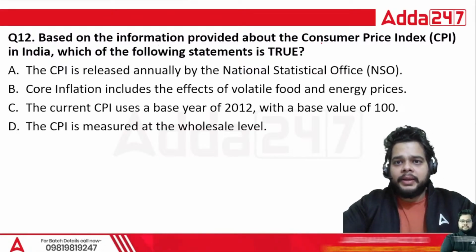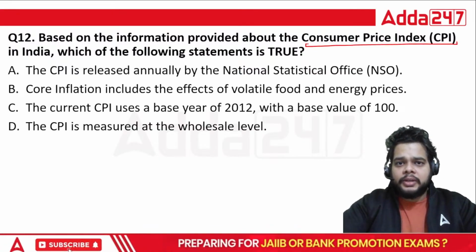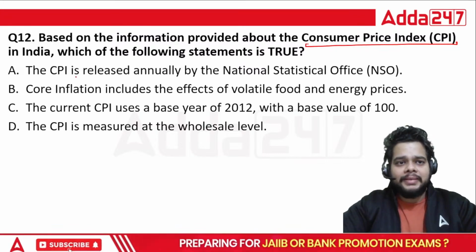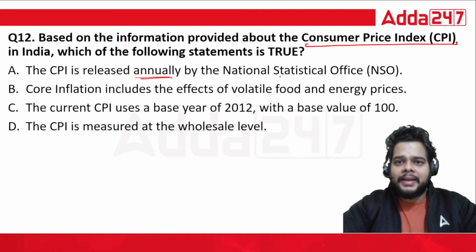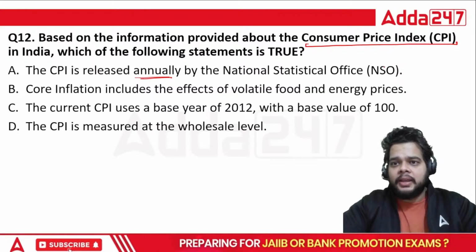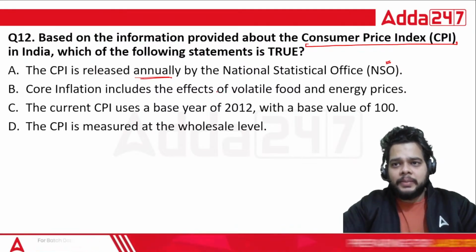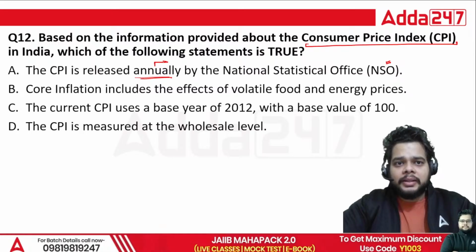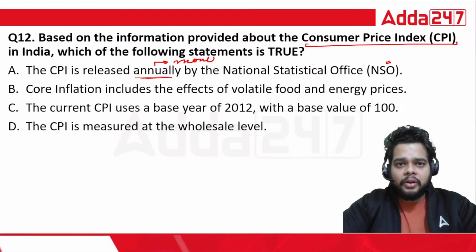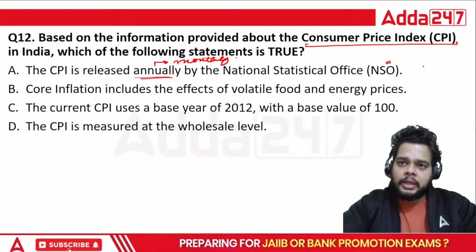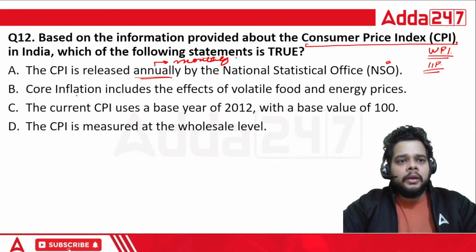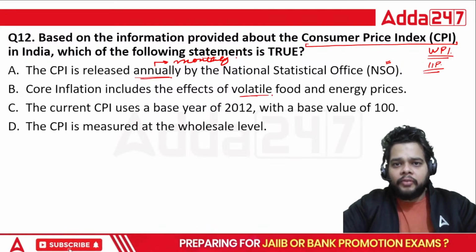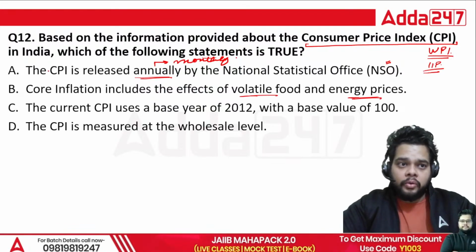Based on the information provided below, what is the true statement regarding CPI, the Consumer Price Index? The first statement states that CPI is released annually by the NSO, that is the National Statistical Office. NSO indeed releases the CPI numbers, but it does so monthly. It is not annual data. Whether it is CPI or WPI, both are released on a monthly basis, and IIP as well. Core inflation includes the effects of volatile food and energy prices. No. Okay, A is wrong.